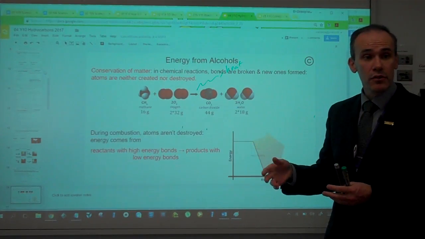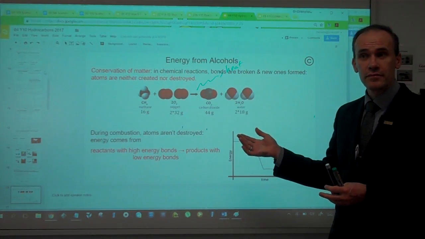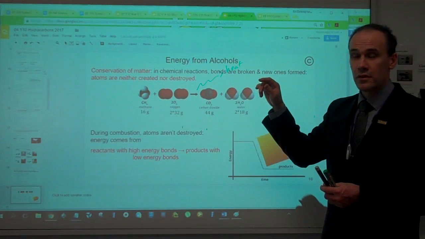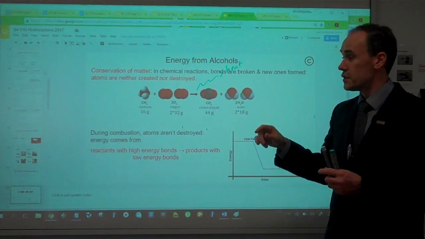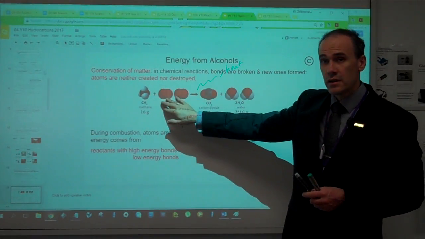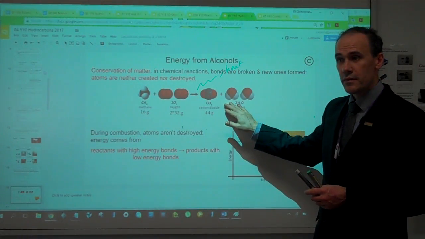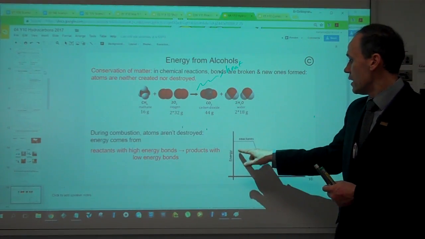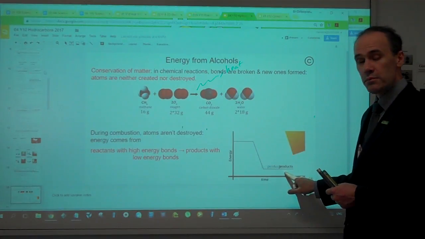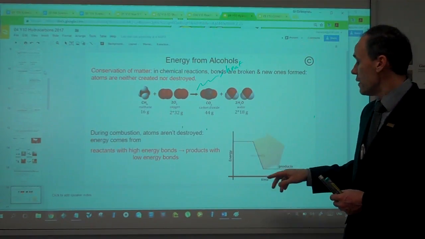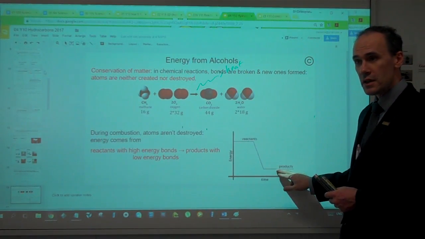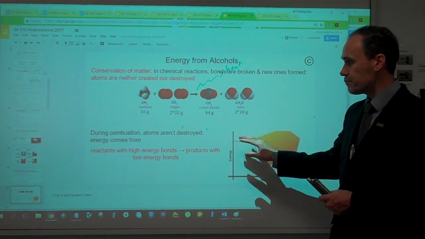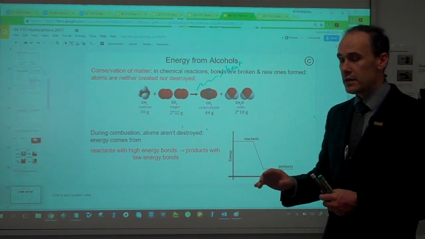Where does the energy come from in this reaction? Heat and light are coming off. Where is the energy coming from? The breaking of bonds. High energy bonds on this side, low energy bonds on this side. And that energy is what you're feeling as radiant heat and seeing as light. High energy bonds on the reactants, low energy bonds on the products. And that's what's happening. You need to be clear on that.